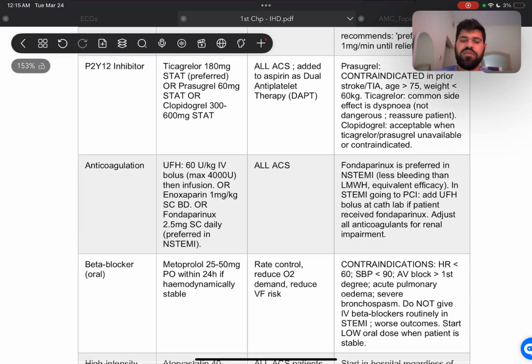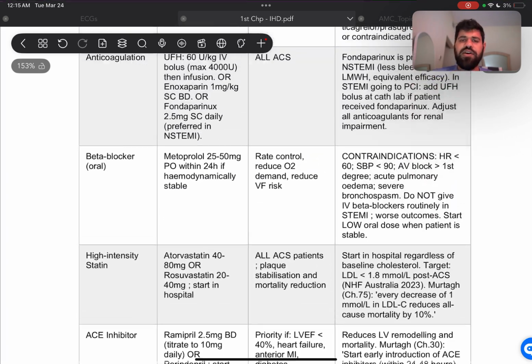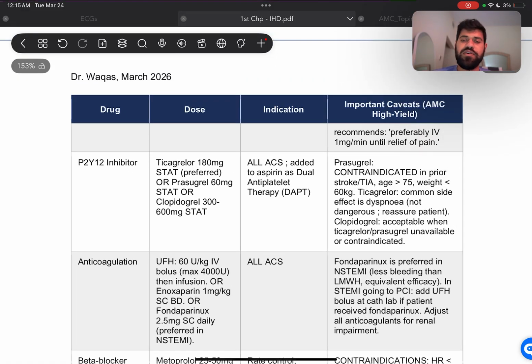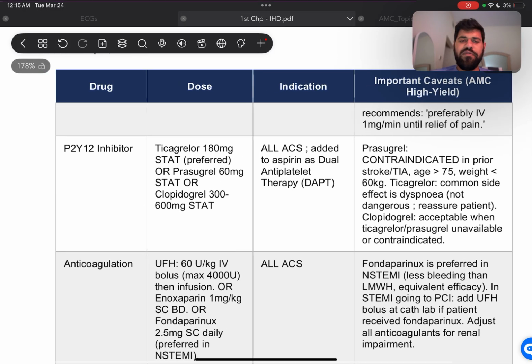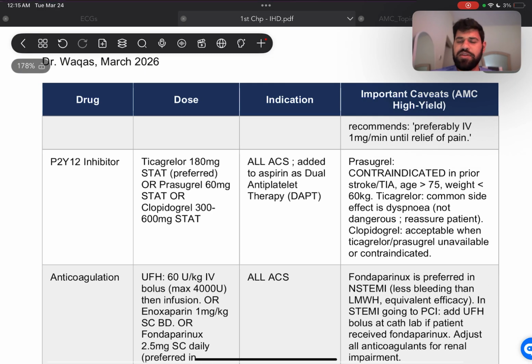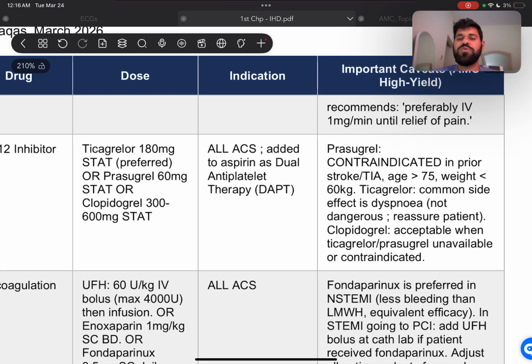So P2Y12 inhibitors. Now these are the other drugs that we can give to the patient, and some of them are given in the clinic, while some of them are given as outpatient for after the treatments or after the infarction has been managed. So P2Y12 inhibitors. So ticagrelor, stat, always give it first, or prasugrel, depends what's available. Then all ACS added to aspirin as dual DAPT or dual antiplatelet therapy.